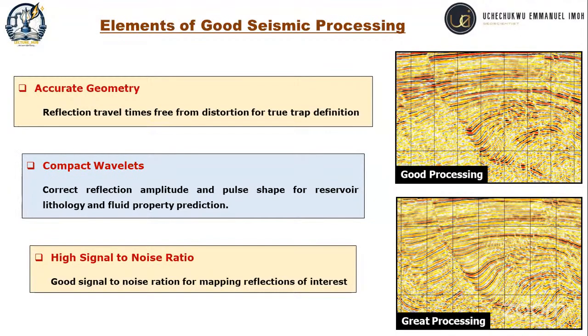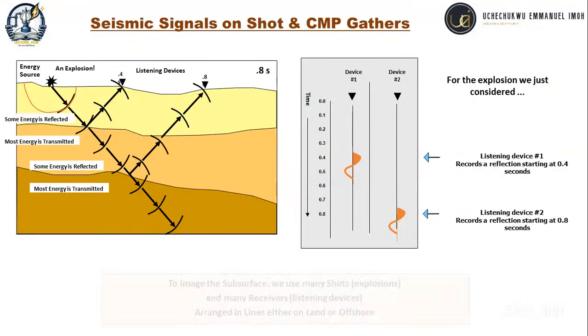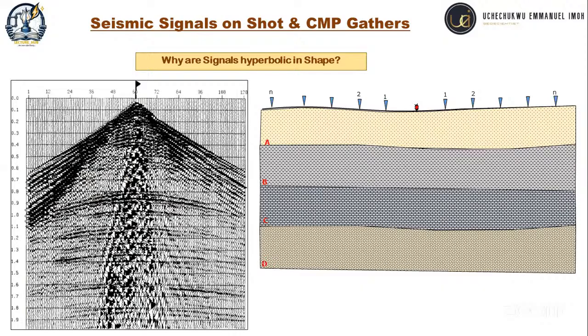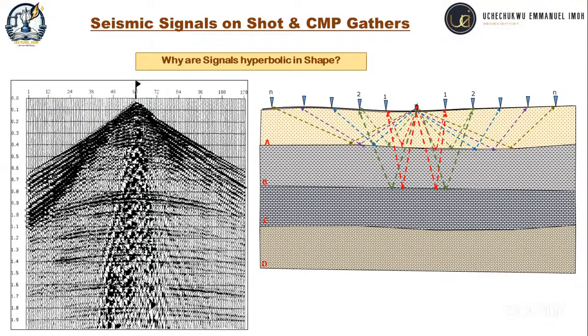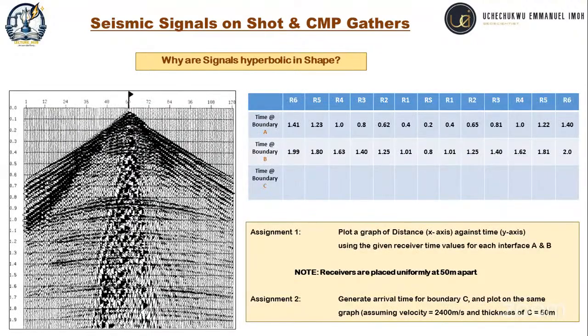So I told you in processing, your aim is getting an accurate geometry, a compact wavelet, and data with a high signal to noise ratio. And I tried to give you a little assignment to do so you understand the concept. When you talk about signal to noise ratio, you know what signals or primaries are and how to identify them on a typical shot gather or your CMP gathers. I gave you this little assignment to do. I hope you attempted that.